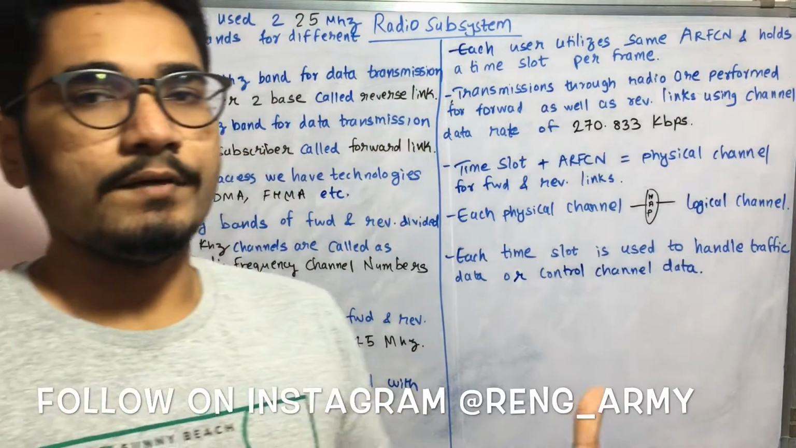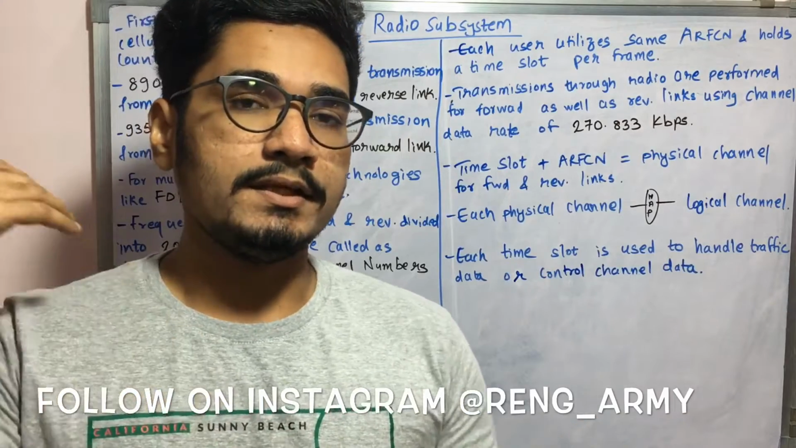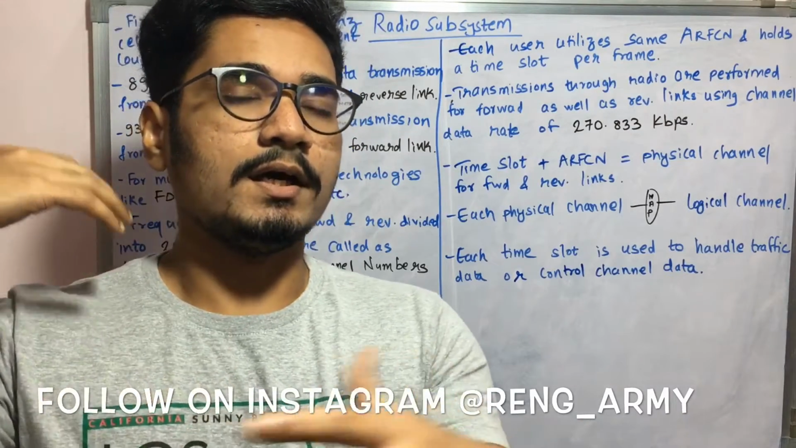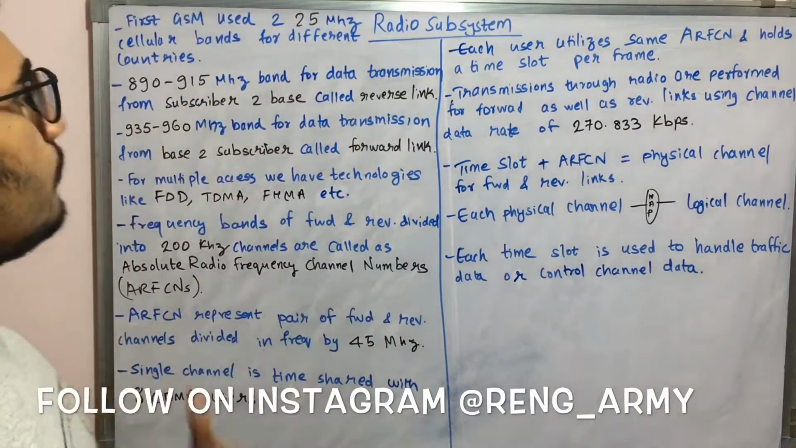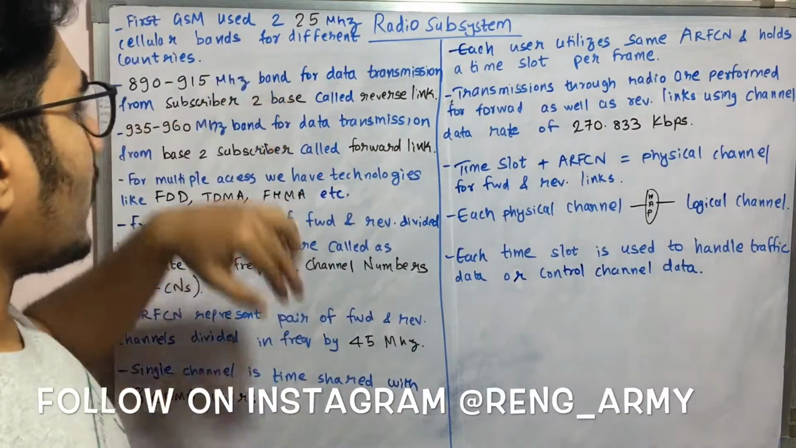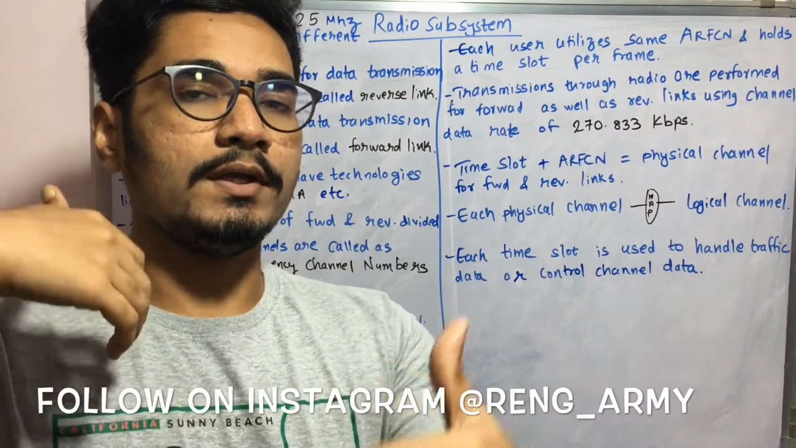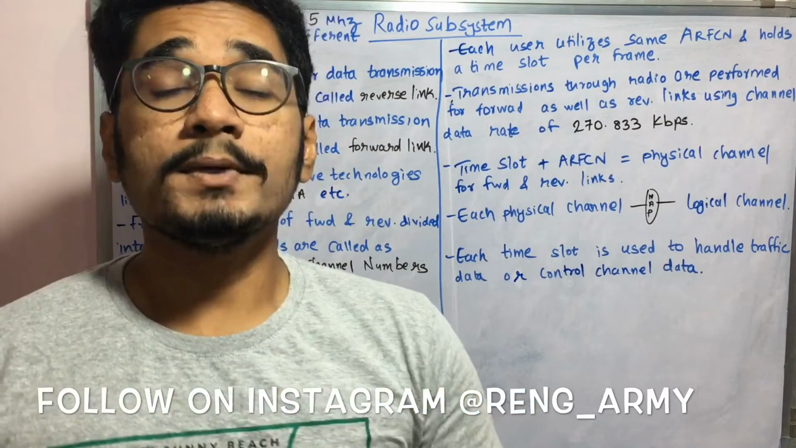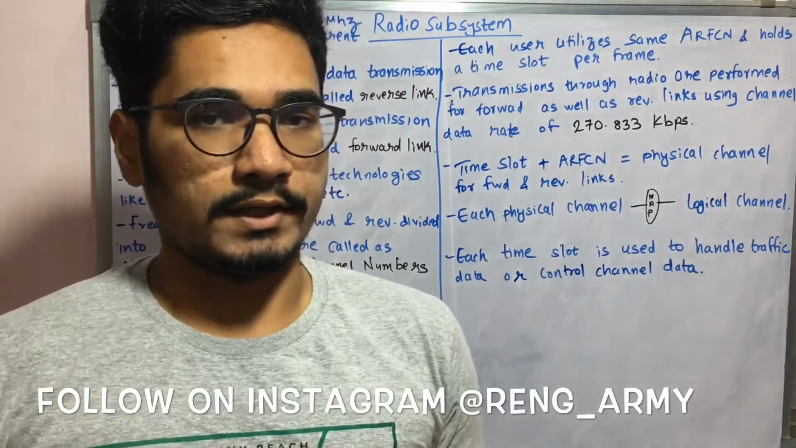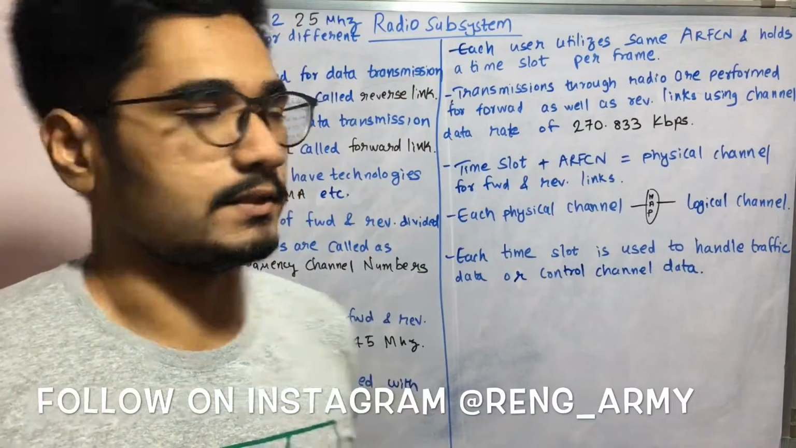So basically, when we talk about the GSM system at the very initial stages, during its origin, we had two 25 megahertz cellular bands which were used for communication between the home country as well as somebody outside, or between two different countries.